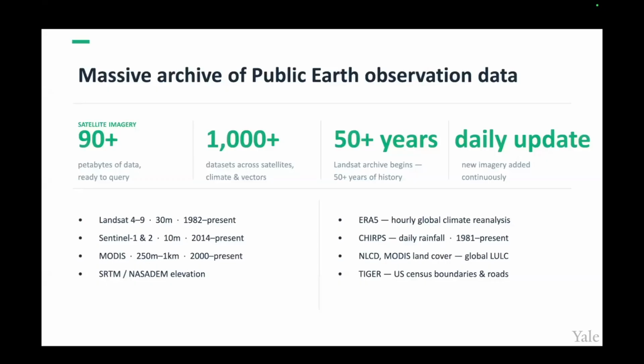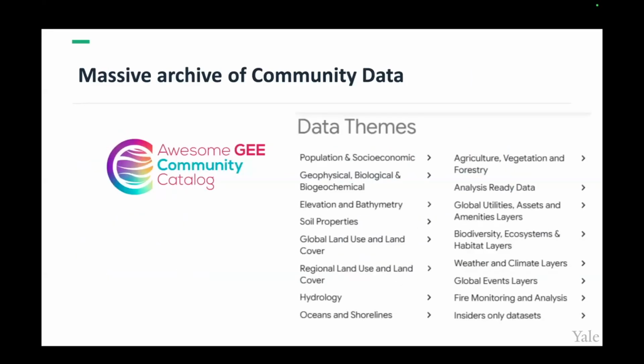That includes the official Google Earth Engine data catalog with many satellites' data, including the entire archive of Landsat from the 1980s, the entire archive of Sentinel, not just 1 and 2 but also the other Sentinel family, and the entire archive of MODIS. You have climate data such as ERA5 reanalysis, more than 50 years of reanalysis data, in addition to a lot of land use and land cover data and many datasets from various agencies. We also have the massive archive of community data.